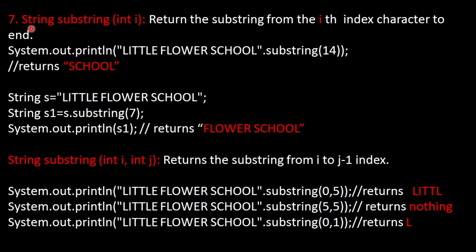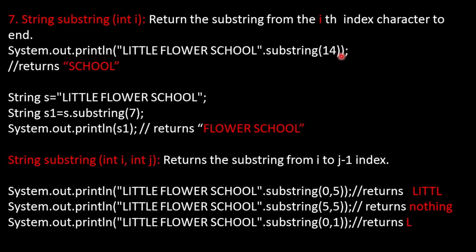Next, string, then substring index. See, the return type of this function is string, and the function that we are going to use is substring. See, everything is written in lowercase. So here a part of the string will be returned from the function. Substring means part of a string, so the part of the string can be stored in a string variable only. Now system.out.println little flower school dot substring 14. See how it's going to work.